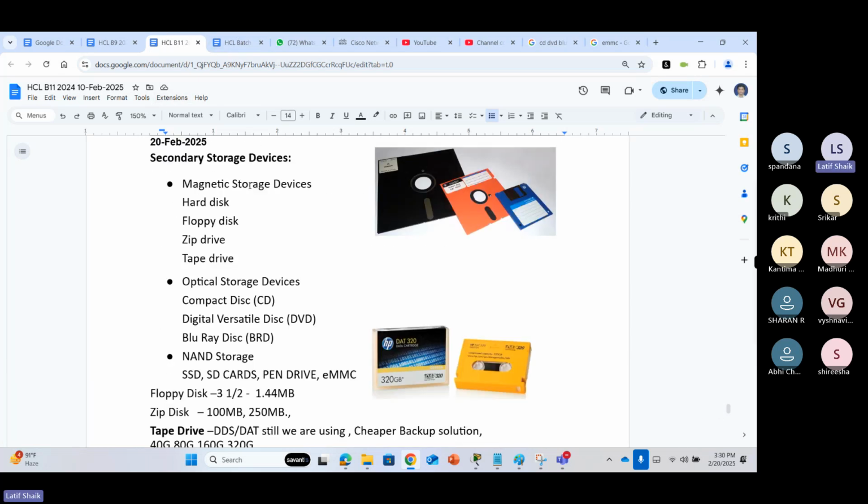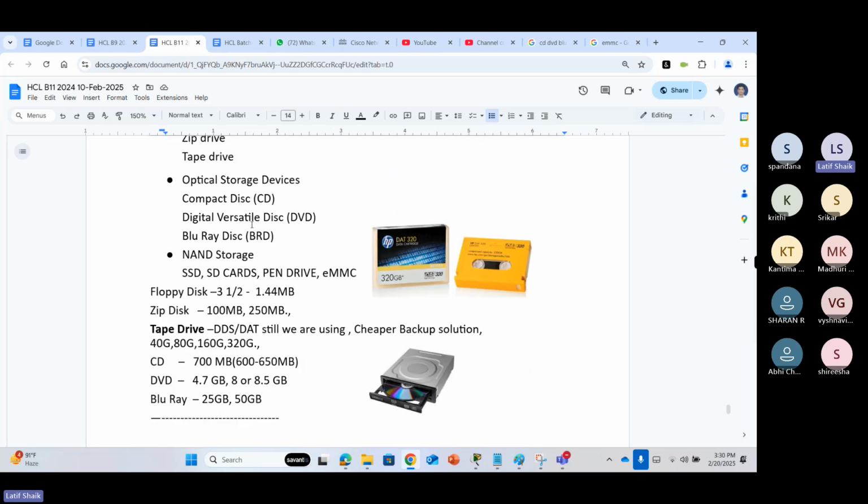Magnetic types of storage are hard disk, floppy disk, zip drives, and tape drives. Out of all, hard disk we are still using, and tape drives also. And the next one is optical storage devices, different optical devices like CD, DVD, and Blu-rays. You can read the data.